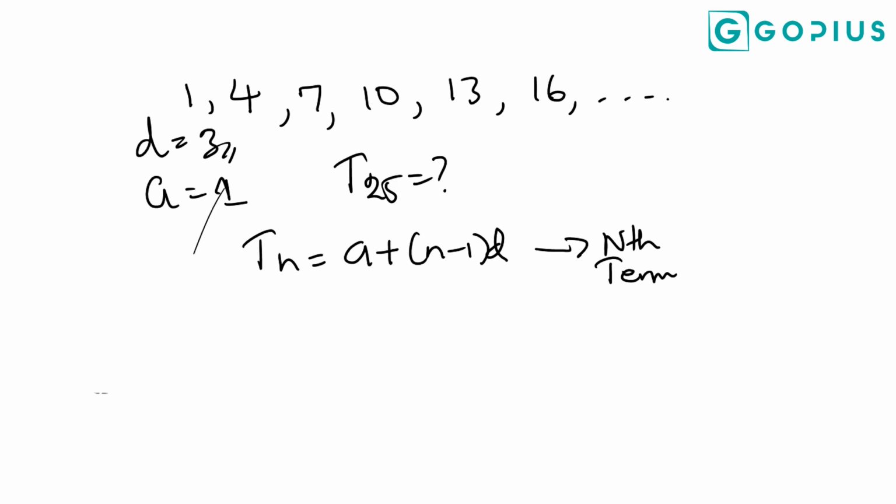So if we are finding T25, this is equal to A plus (n minus 1)d. n now is 25 because that's what we are trying to find.